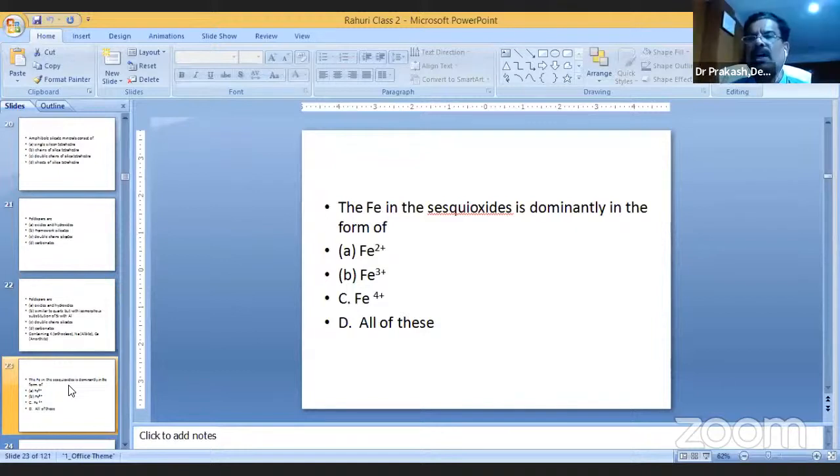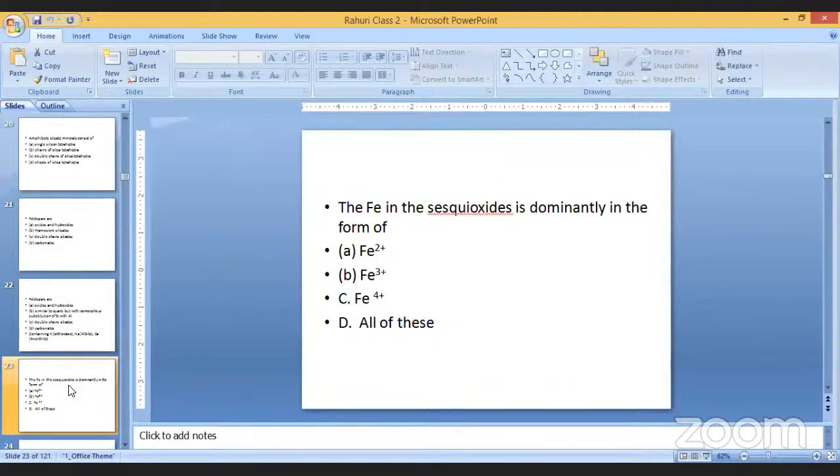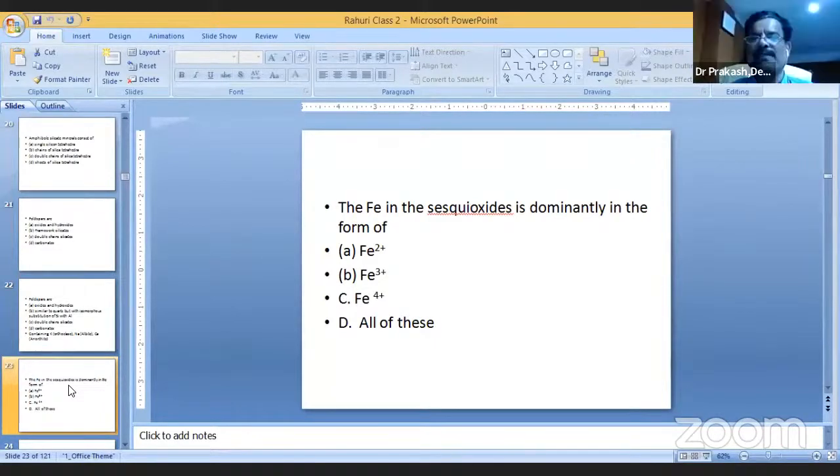Anyone can bet on any other choice? Your betting money will be 1:5. If you bet 1 rupee, you will get 5 rupees. Ritik wanted to bet 10 rupees on one option. Which one? Sir, Fe2 plus. Okay. Yes.